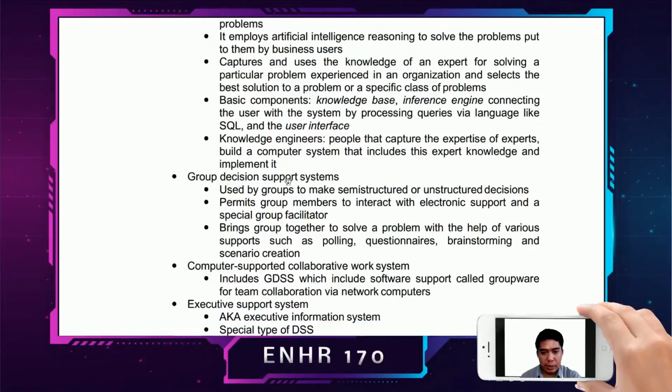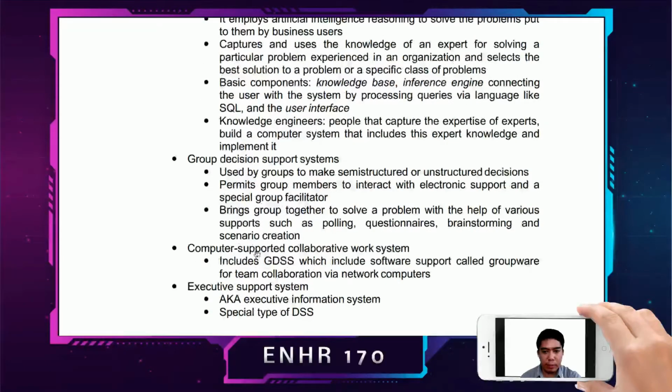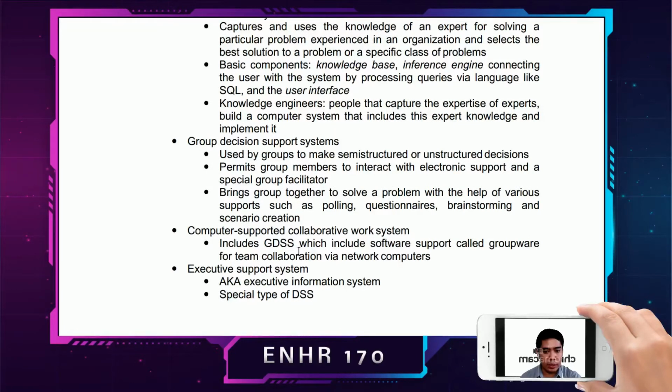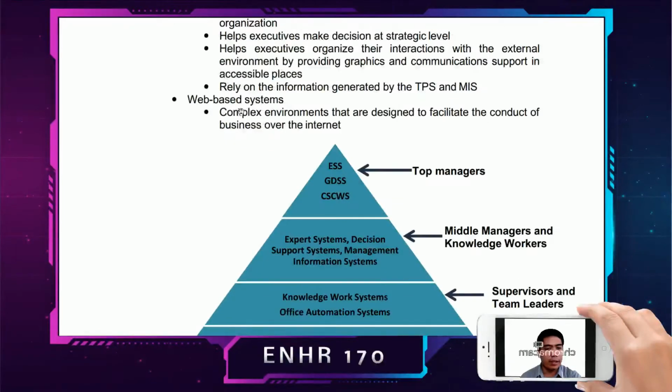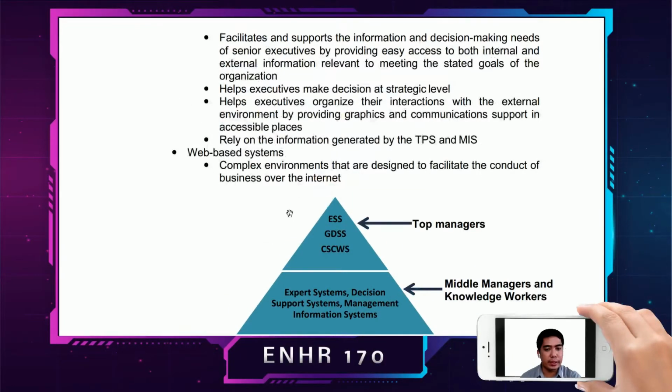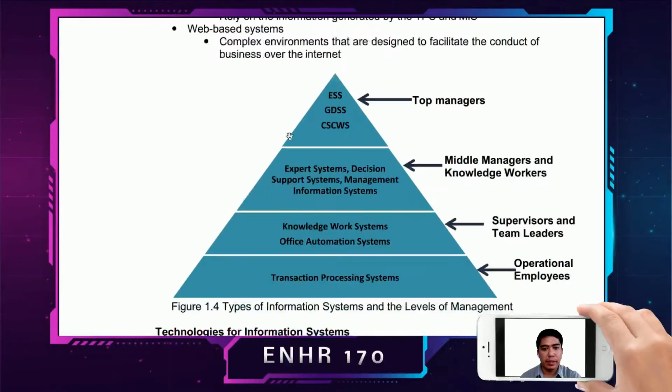Then we have here group decision support system, computer supported collaborative work system, executive support system. And lastly, we have here web-based system. And this is how this following information system is being used by different levels of management. So we have here yung TPS, mostly ginagamit yan ng operational employees.